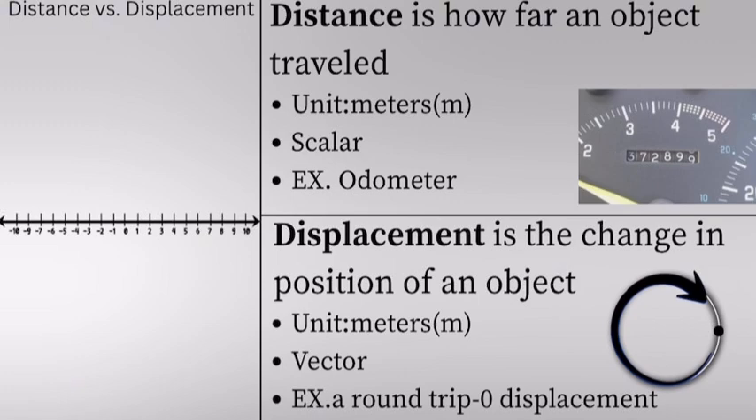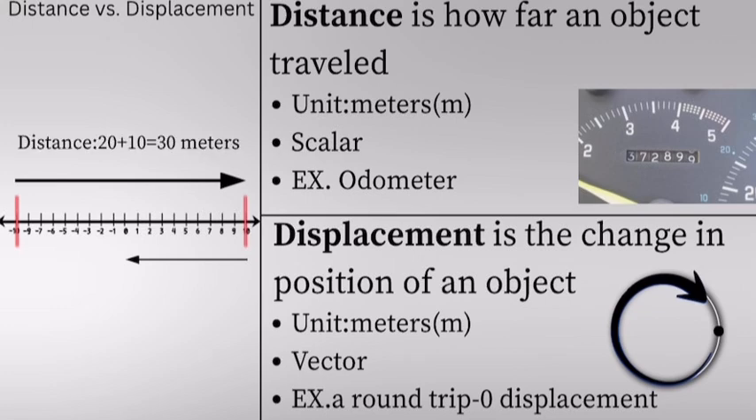Mathematically, we calculate distance by adding the total distance traveled, and we calculate displacement by subtracting the initial position from the final position. Here's an example. Assume that we start at negative 10 on the number line. We travel to the right to positive 10 and go back to 0. If we are to calculate the distance, it will be 20 plus 10 equal to 30 meters, because we ignore the direction when we are calculating a scalar.